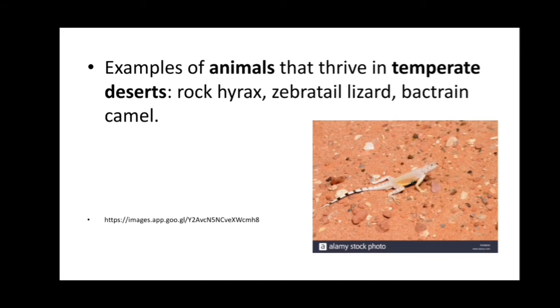The animals that thrive in a temperate desert are the rocky hyrax, zebra tail lizard and Bactrian camel. The camel having two humps is known as the Bactrian camel. The zebra tail lizard you can see in this picture, and the rocky hyrax is a rabbit-like animal that lives in rocks.